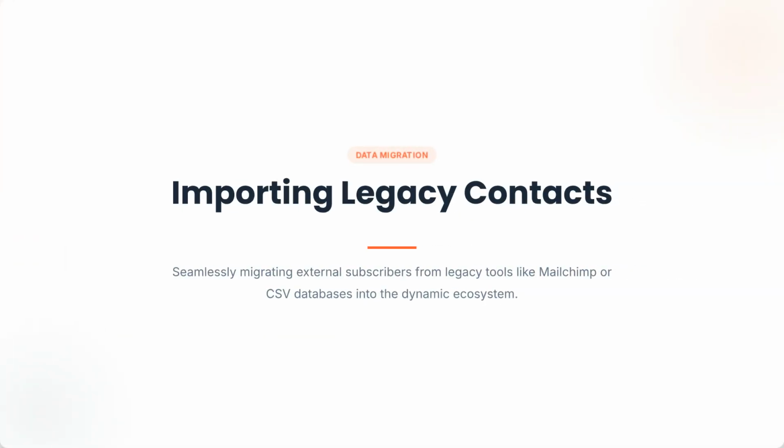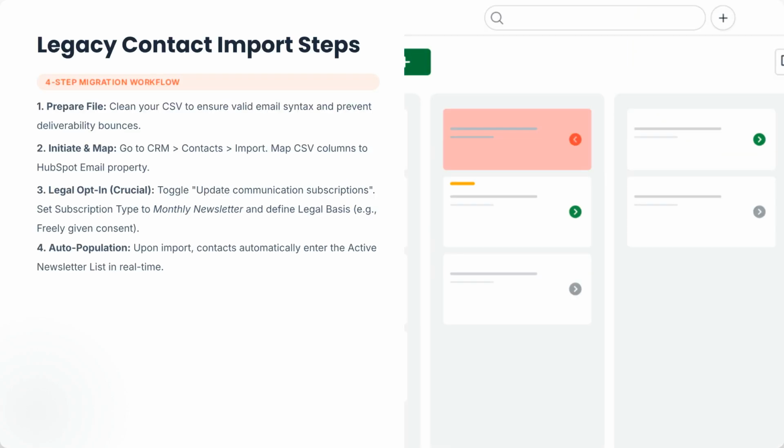If you are bringing in legacy contacts from tools like MailChimp or CSV files, this migration process will help you import them smoothly into your new HubSpot ecosystem. To import legacy contacts, start by cleaning your CSV file. During the import process, ensure you map the columns correctly and toggle the Update Communication Subscription settings to maintain your legal basis for contact.